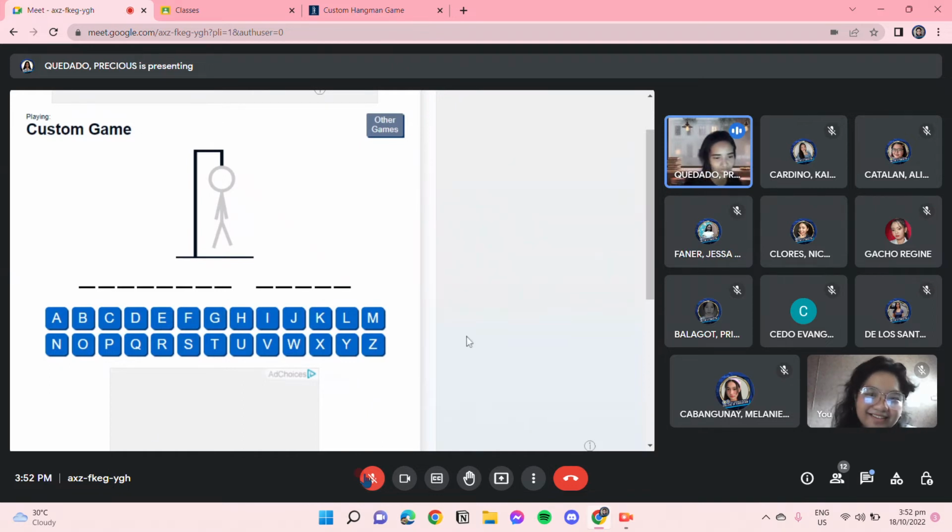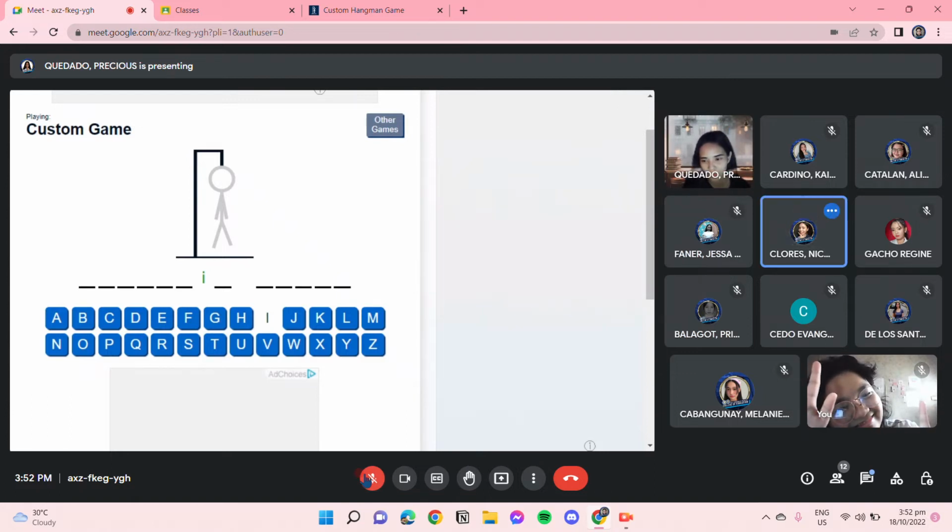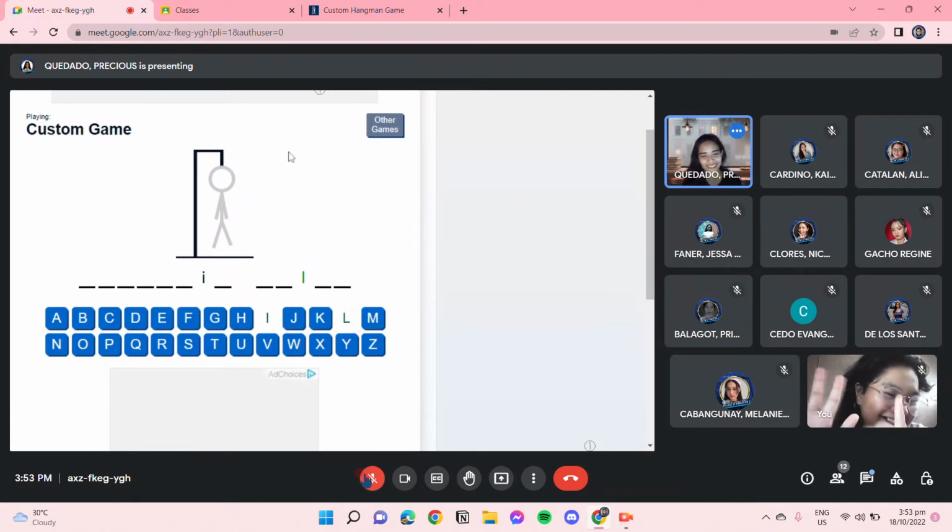Familiarize yourself with this. Another clue is children literature. So what's your first word, Miss Flores? Letter I. Okay, good guess. Letter I is correct. Letter L. Letter L is still correct.